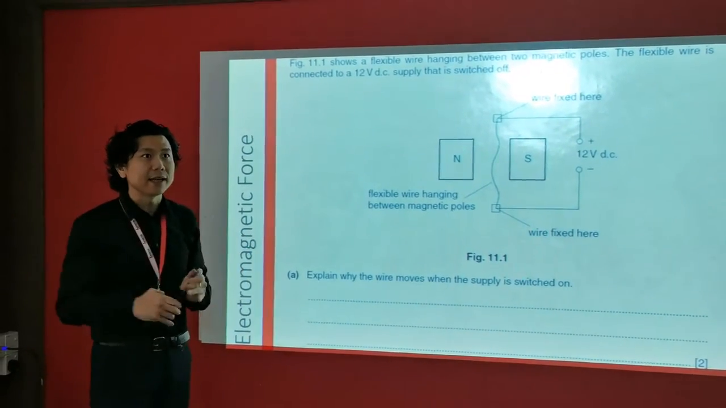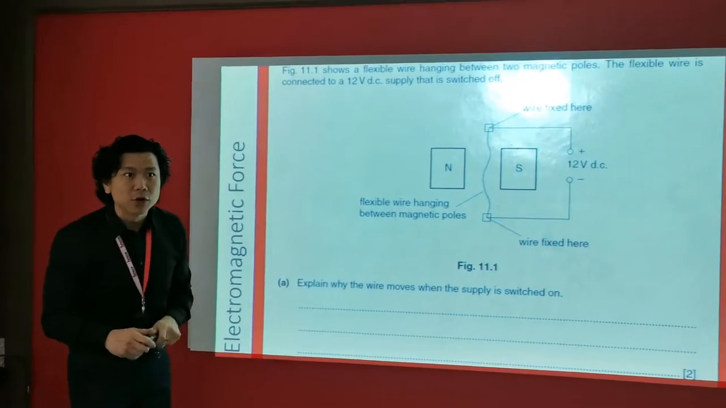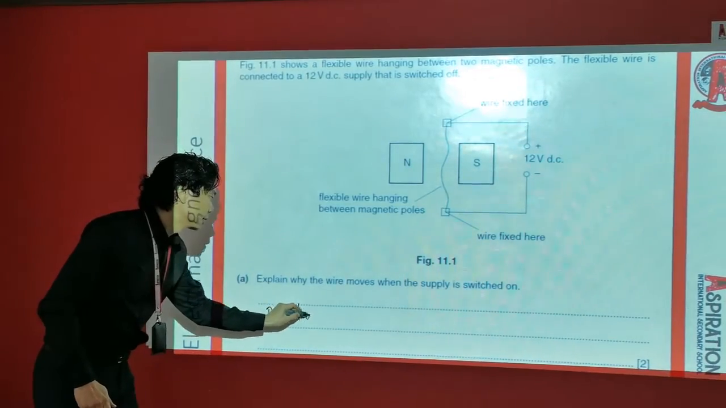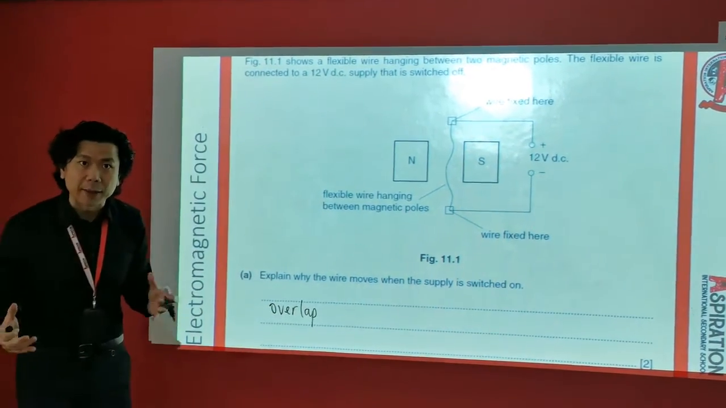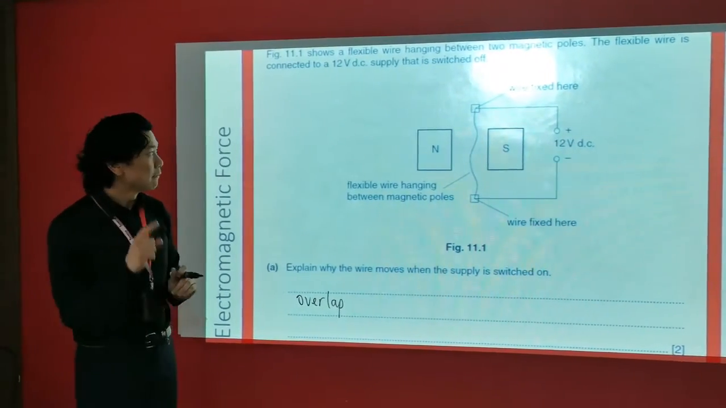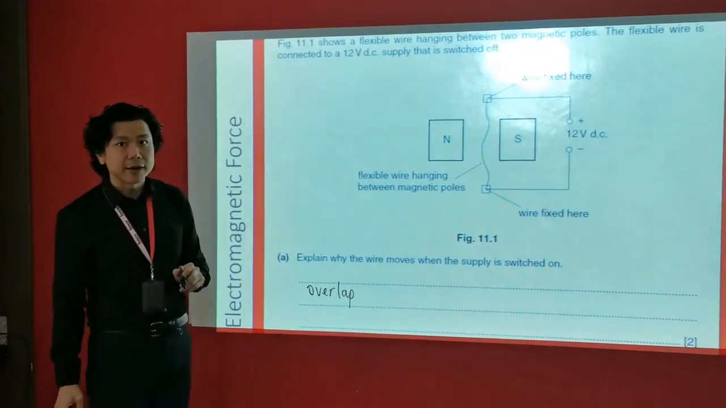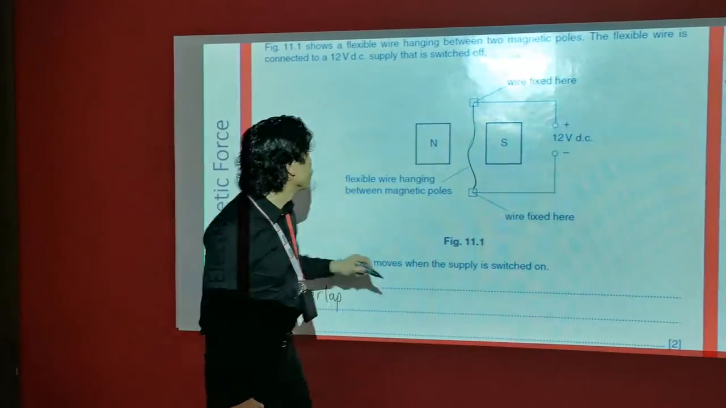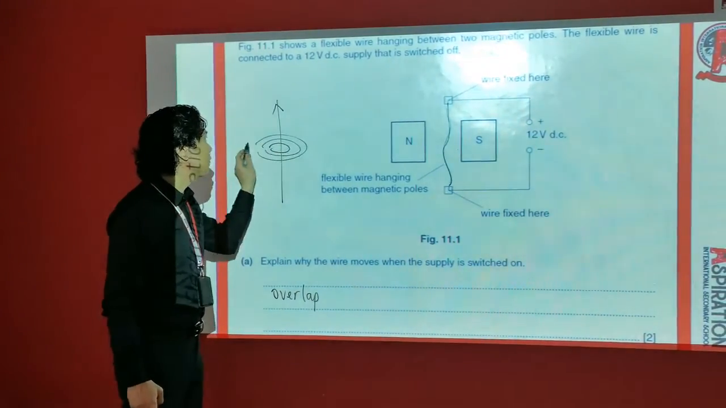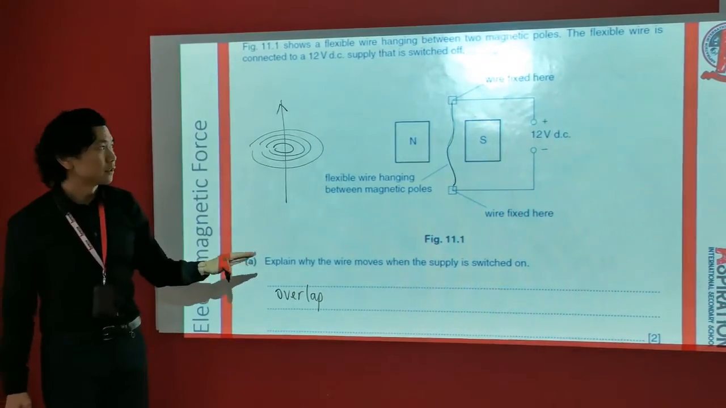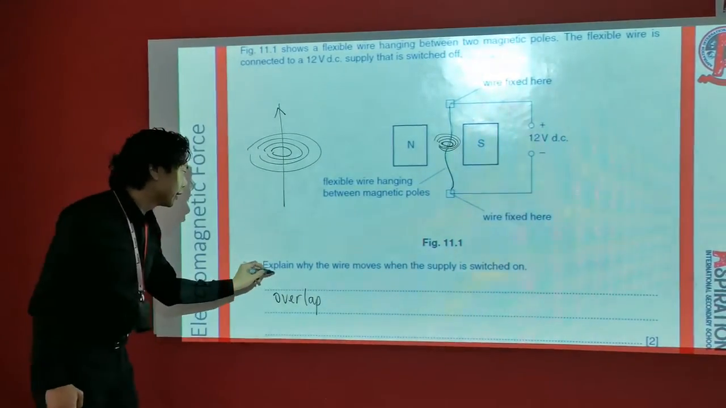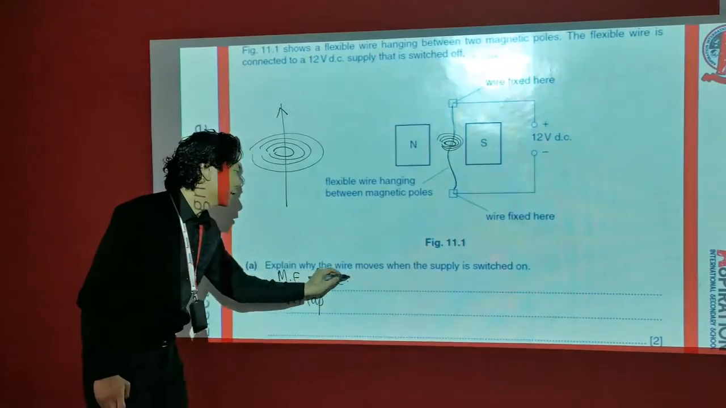When we understand that force is being induced, we use the keyword overlap. Now, what are being overlapped? There are two magnetic fields that are being overlapped. Firstly, the magnetic field of the current carrying conductor, this wire here. Now, when I draw it like that, it may look more familiar. So just imagine the magnetic field being here.